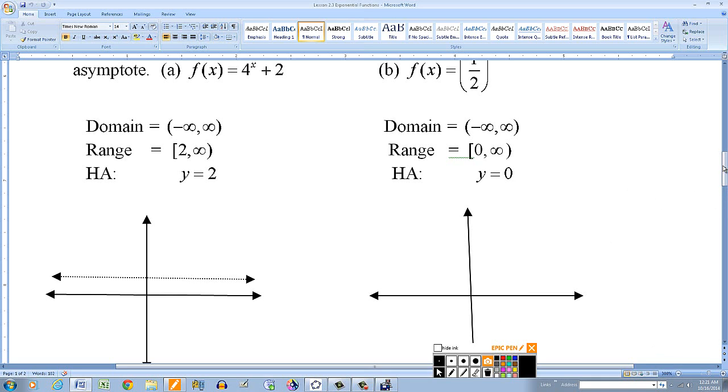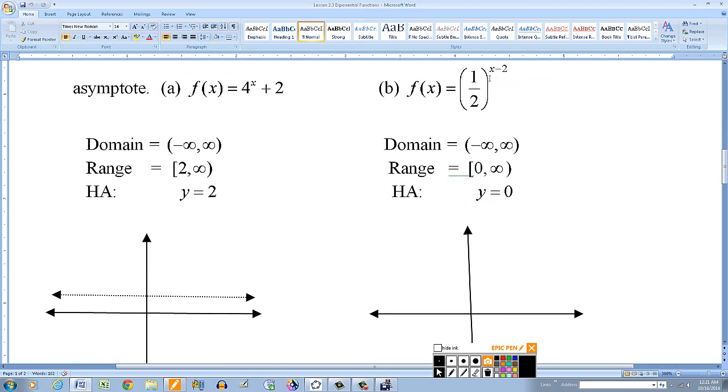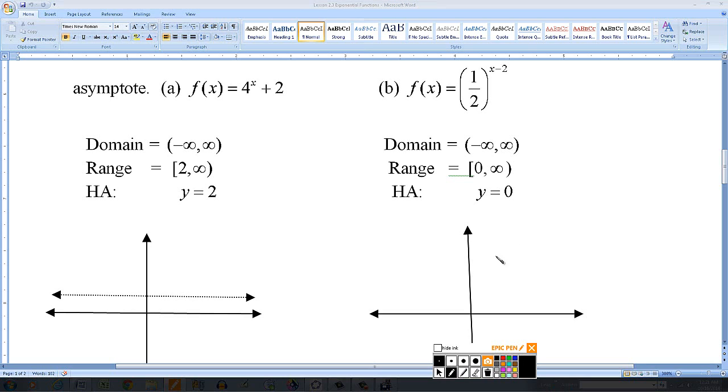And then for the next one, we have the graph f of x equal to 1 over x to the x minus 2. Okay, so the base is less than 1, so this one then is going to pass. Normally this would pass through the point 0, 1, so it would come down like this, passing through 0, 1, right there.